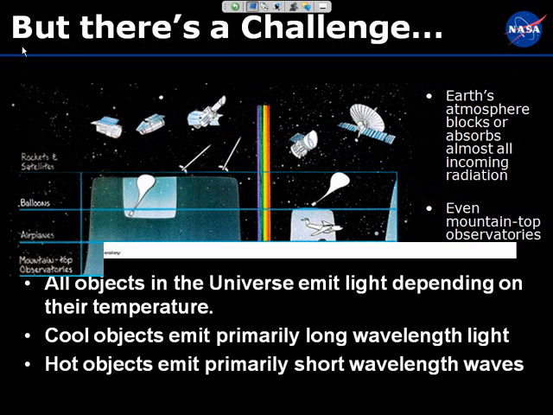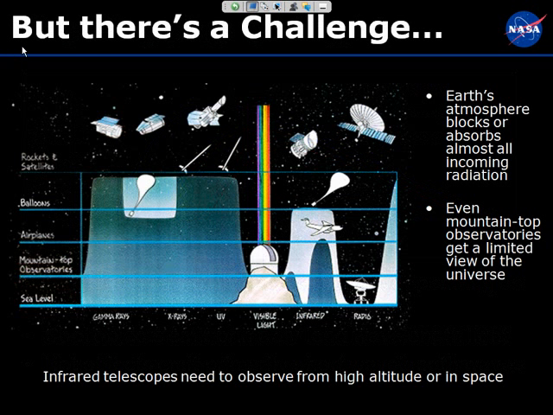So here's the challenge. How do we see things? Our atmosphere blocks out a heck of a lot of stuff. And we've got this little window that we can see through. Hey, maybe that's why we evolved that way.